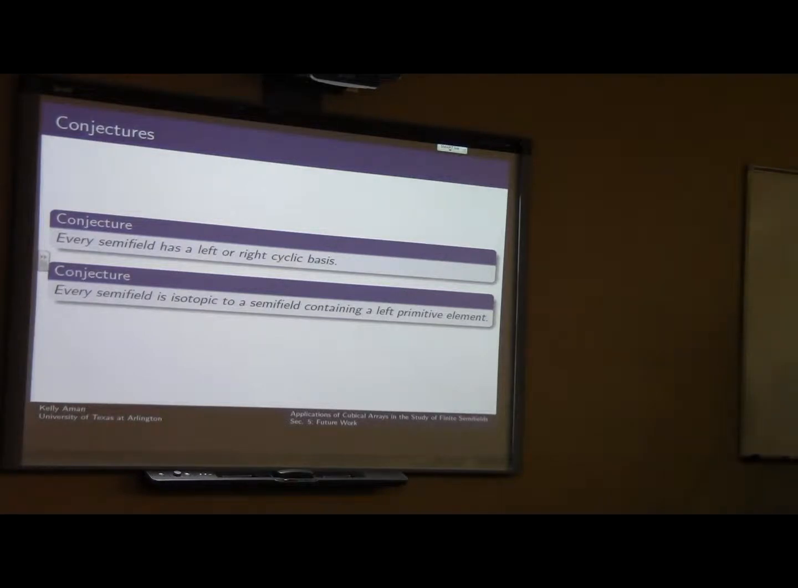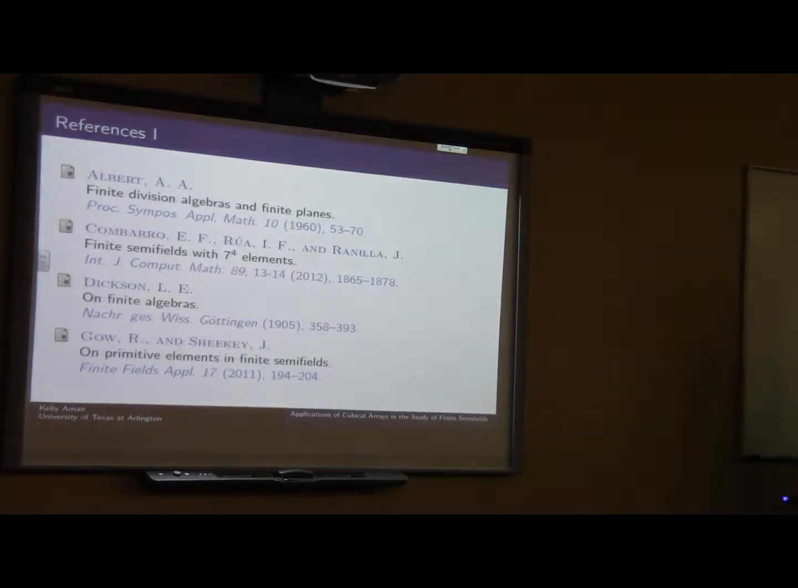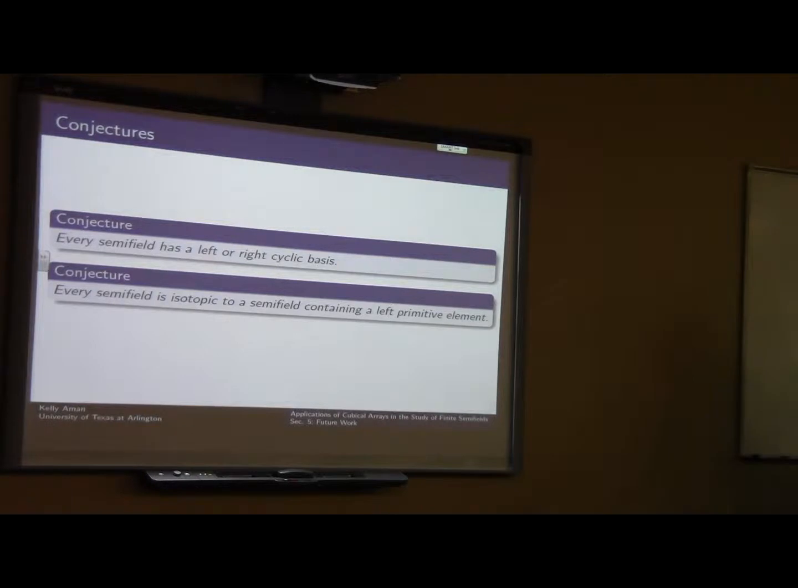And two other conjectures. Again, this is stuff we already mentioned, but I'm pretty sure that every semifield has a left cyclic basis, and I'm pretty sure every semifield is going to be isotopic to a semifield with a left primitive element. I think these can be proven using cubical arrays. I just haven't been able to do it yet. That's pretty strong. The second conjecture is pretty strong as well. I actually think it'll be easier to prove than the first, though.